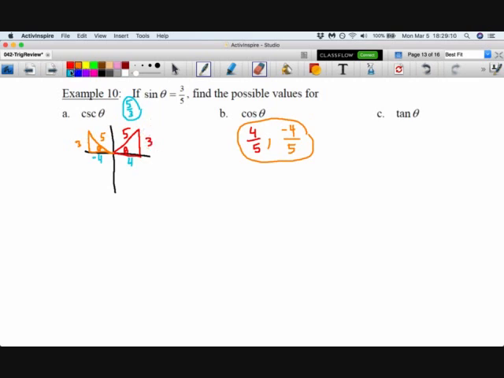Tan. In the red triangle, tan has to be opposite over adjacent. In the orange triangle, tan has to be opposite over adjacent. Still two triangles. So there's still two possible values. Cosecant only has the one.